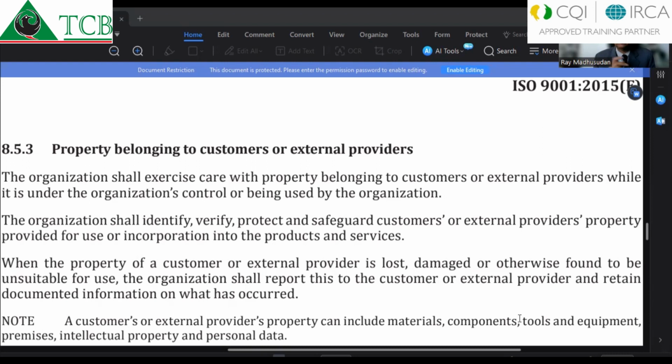So in case of such problems, you need to communicate with the customer and keep record of such inspection that there was unsuitability. So the organization shall report this to the customer or the external provider, and that information has to be retained as documented information.